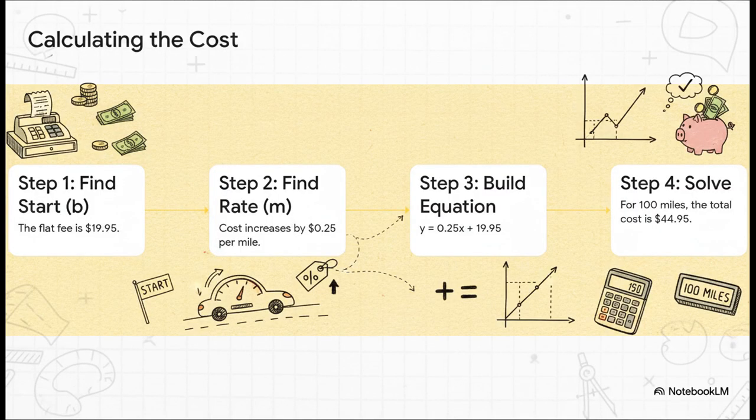All right, time to apply the code again. The starting value, our B, is that flat fee of $19.95. That's what you pay before you even start the engine. The rate of change, M, is positive this time because the cost is going up by 25 cents per mile. So our equation is total cost equals 0.25 times miles plus $19.95. We plug in 100 miles for X, do the math, and we get a total of $44.95. See? You're becoming a pro at this.